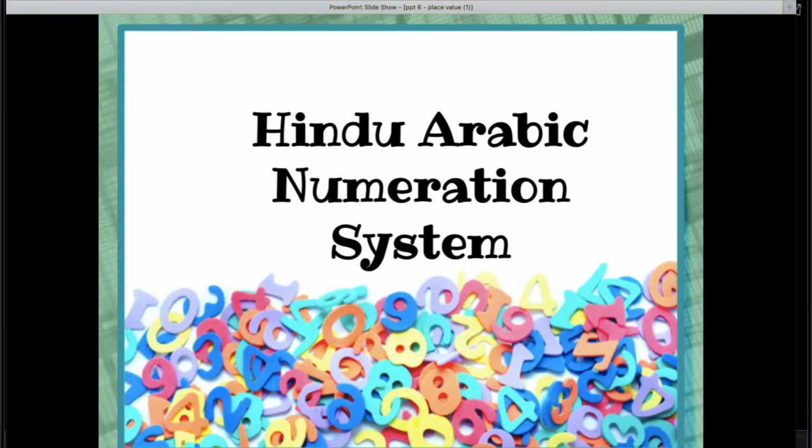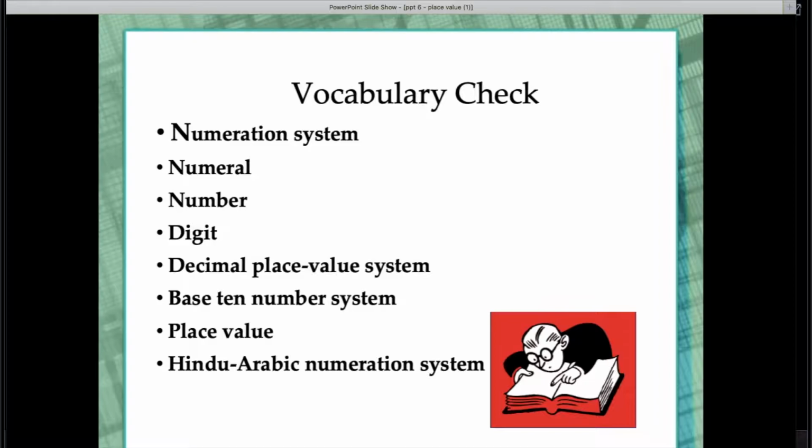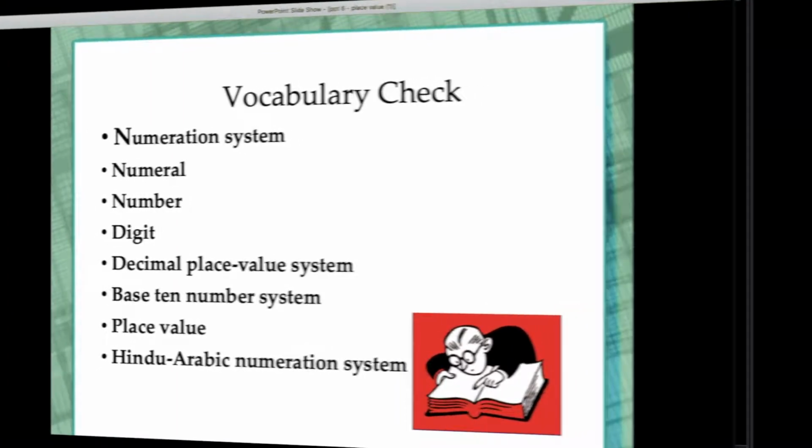Let's go ahead and look at our next lesson, which includes the Hindu-Arabic numeration system. Now, the Hindu-Arabic numeration system is a number system that we use today. Some of the terms we're going to be looking at in this lesson are numeration system, numeral, number, digit, decimal place value system, base 10, place value, and the Hindu-Arabic numeration system. So let's go ahead and get started.